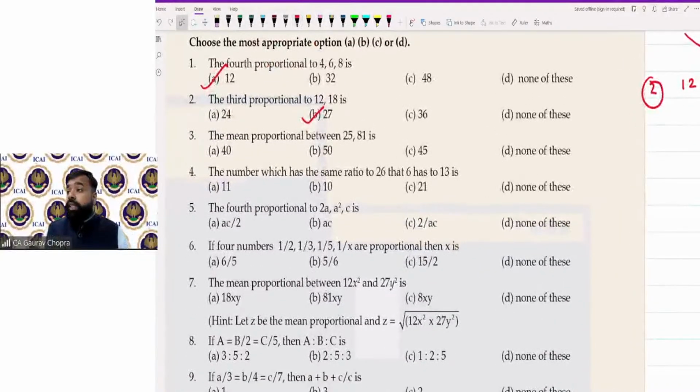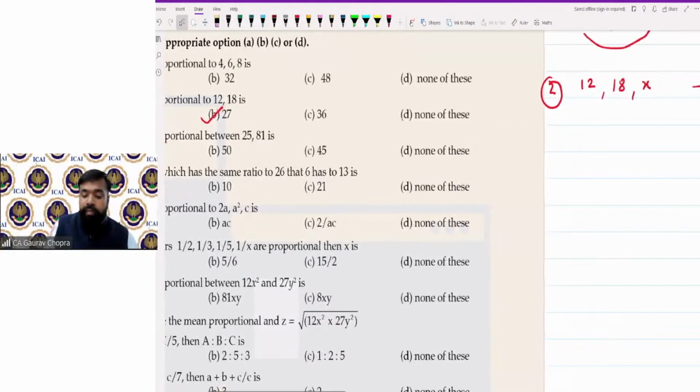Then somebody was asking a doubt in mean proportion. So what does mean proportion mean? Middle value. Mean proportion means the middle value. So you have to calculate this in question number 3. So let us do this. 25 and 81 are the values. So 25, the middle term is x, and the third one is 81.